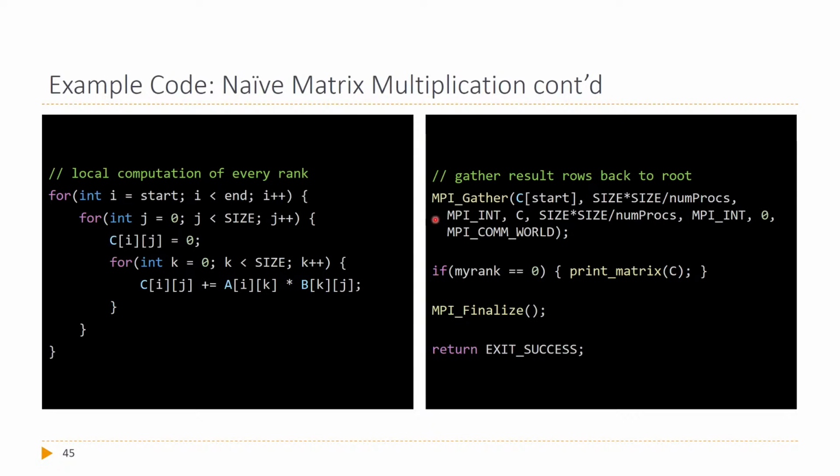After we finished our computation, we just can do an MPI gather, which simply gathers all of our results back to our C buffer. And again, we sort of have the same parameters that we had for the scatter operation. So same sizes, same data types, and so on. After this operation finished, rank 0 will have all the information, all the results of matrix C. We print it, we do a finalize, and then we exit, and that's it.